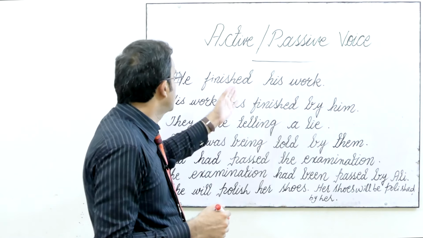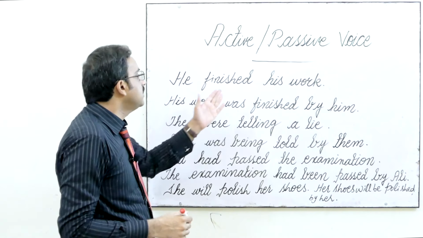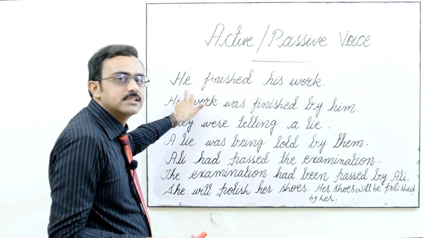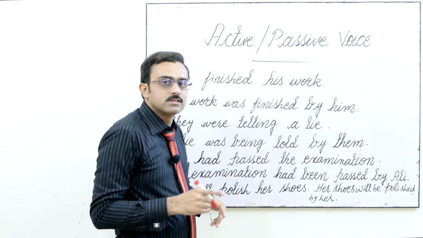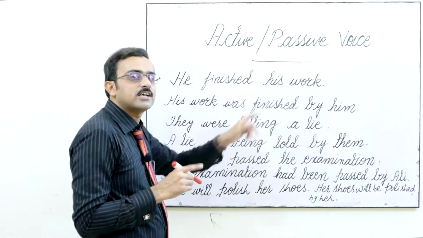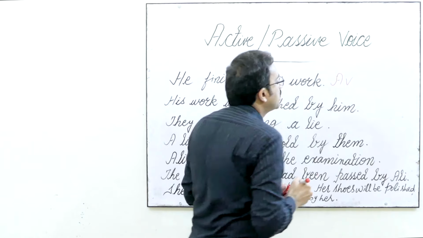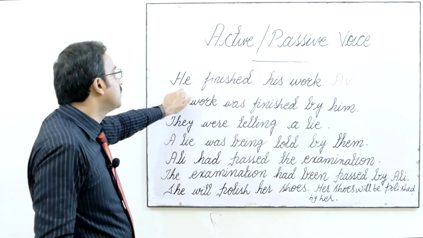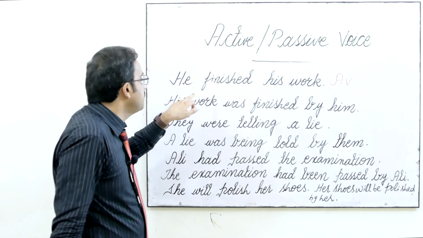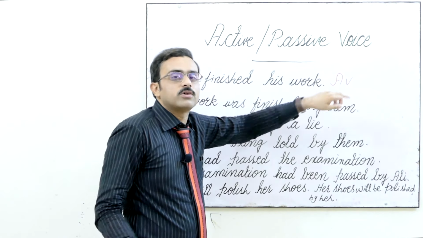Okay guys, now look at the past simple tense. He finished his work. Again, the subject he is prominent. So what is it? Do you have an idea? Yes, you have an idea. You are right, this is active voice. How did I come to know that this one is active voice? Because your subject he is prominent. He finished his work is active voice.